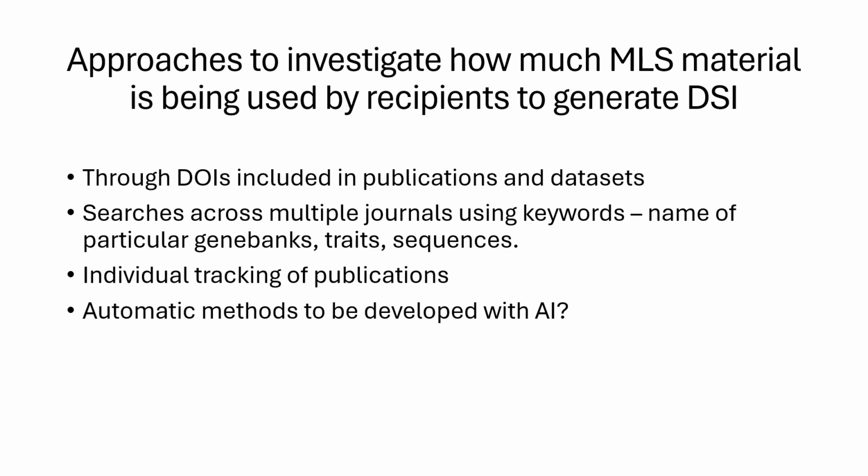That's how CGIAR centres deal with the DSI they collect with their partners. What about use of MLS material by others to generate DSI independently of CGIAR? There are various possible approaches to investigate this. The most generic would be through digital object identifiers in publications and datasets, including the DOIs of the treaty's global information system. Alternatives could include searching across multiple journals with selected keywords or individual tracking of publications. And these days we could even contemplate automatic AI-based methods.